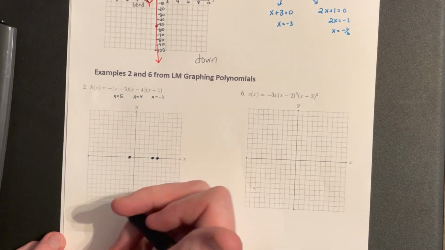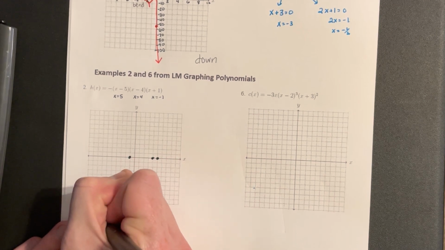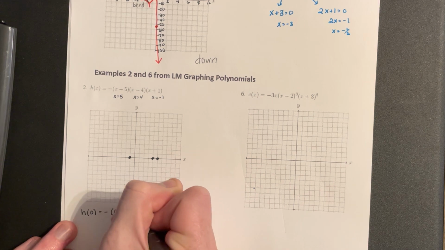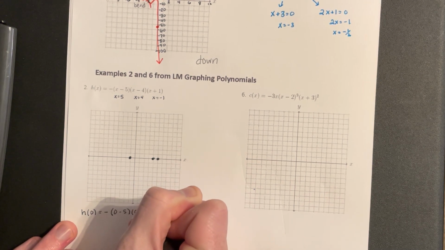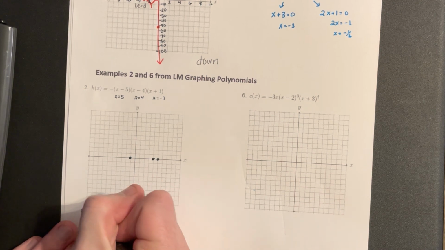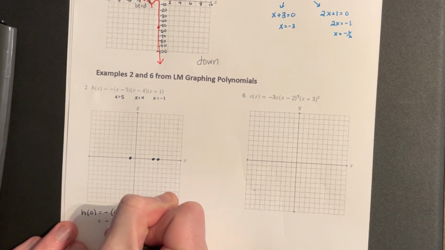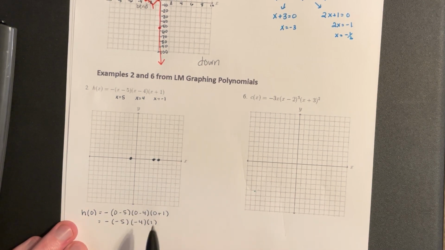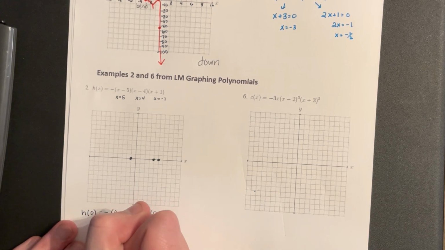And we need a y-intercept. So let's find h of 0. -(0 minus 5)(0 minus 4)(0 plus 1). -5 times -4 times 1. So that would be a +20, but when we multiply it by another negative, that makes it -20.